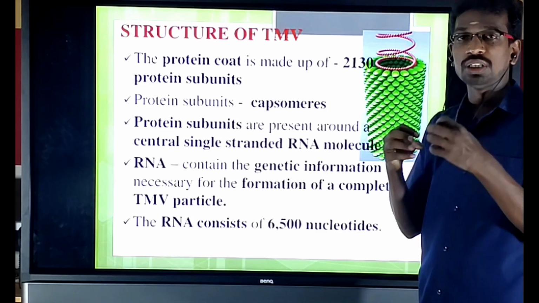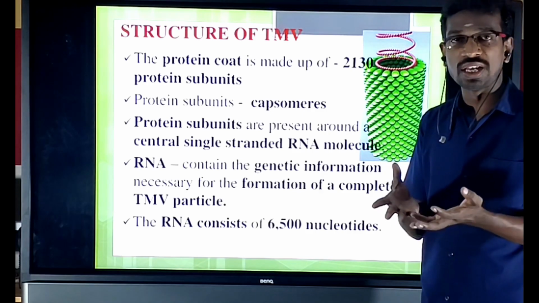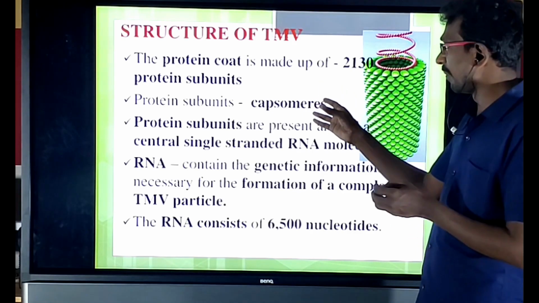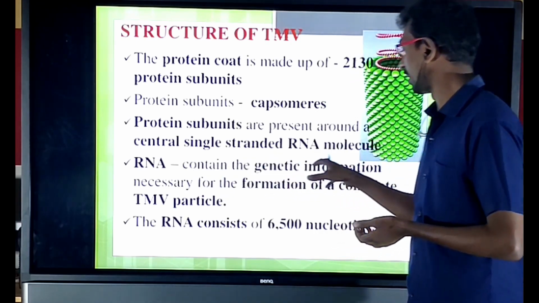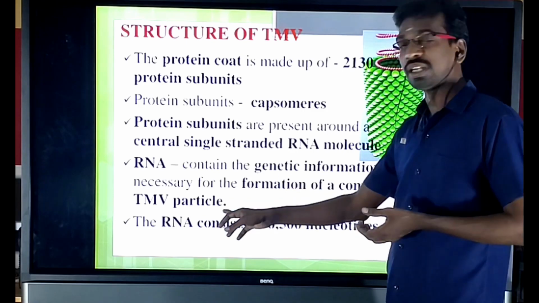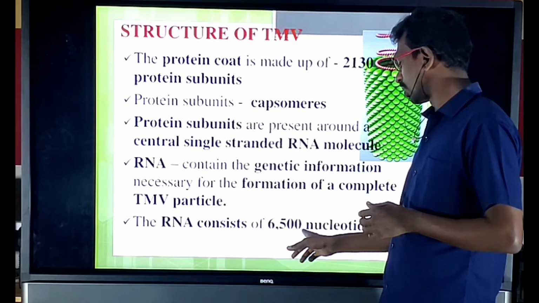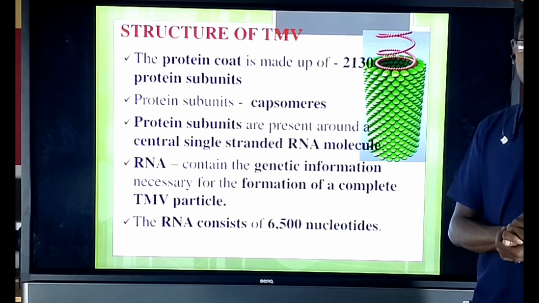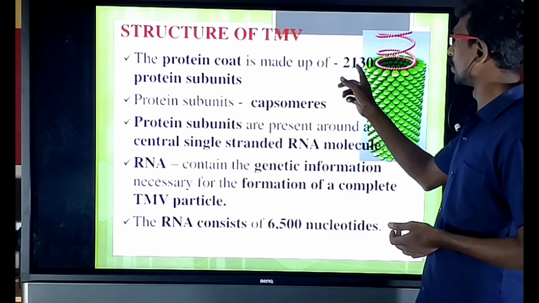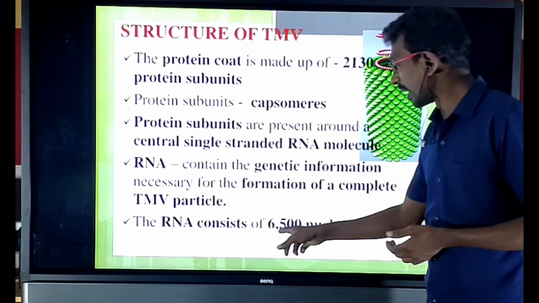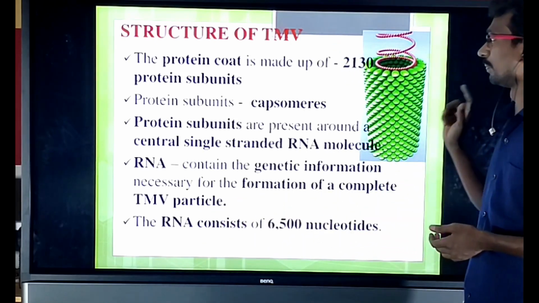Because it contains all the genetic information for the replication, for increasing the population of the TMV virus inside the infected plant. So the RNA contains the genetic information necessary for the formation of a complete TMV particle. The RNA consists of 6500 nucleotides. So the number of capsomeres is 2130, and the number of nucleotides in the RNA is 6500.